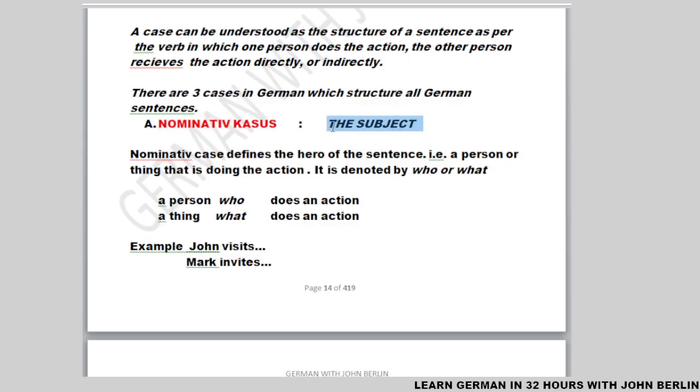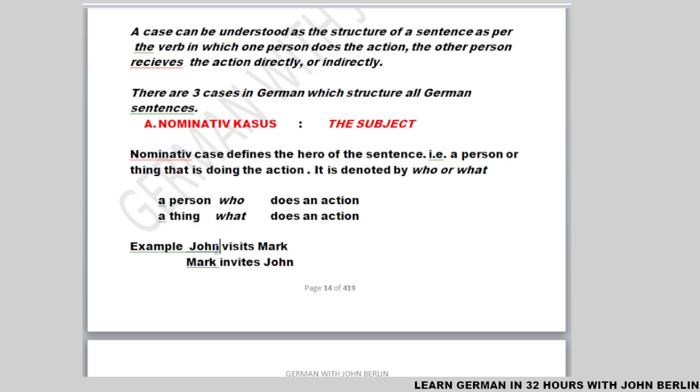Every language has a subject who does the action. So how can we find the subject in a sentence? It's easy to find out because you could simply look at a sentence and the subject is always there with the verb. But still, if we want to find it out technically, we could ask ourselves two questions: who or what? A person who does an action, or a thing what does an action. For example, John visits Mark. The simple question is, who visits Mark? The answer is John. Or let's say, who invites John? Mark.